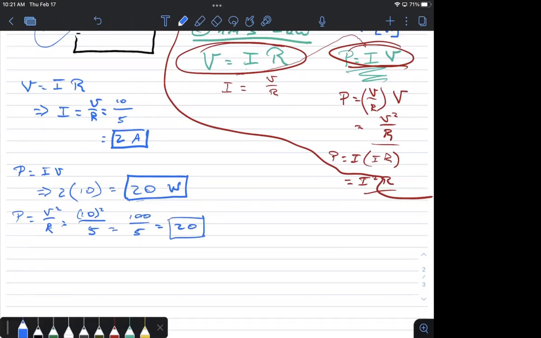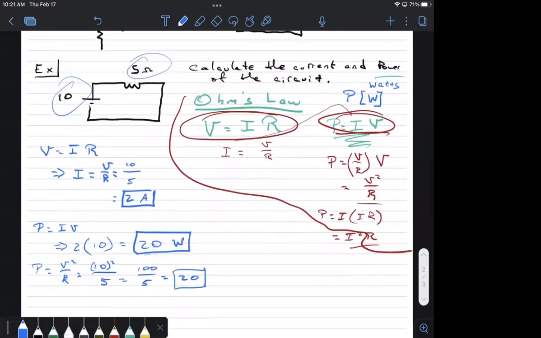So all 3 of these versions of the power equation work. It just depends, what do you have in terms of your information? And then use the appropriate equation. So any questions about this example?